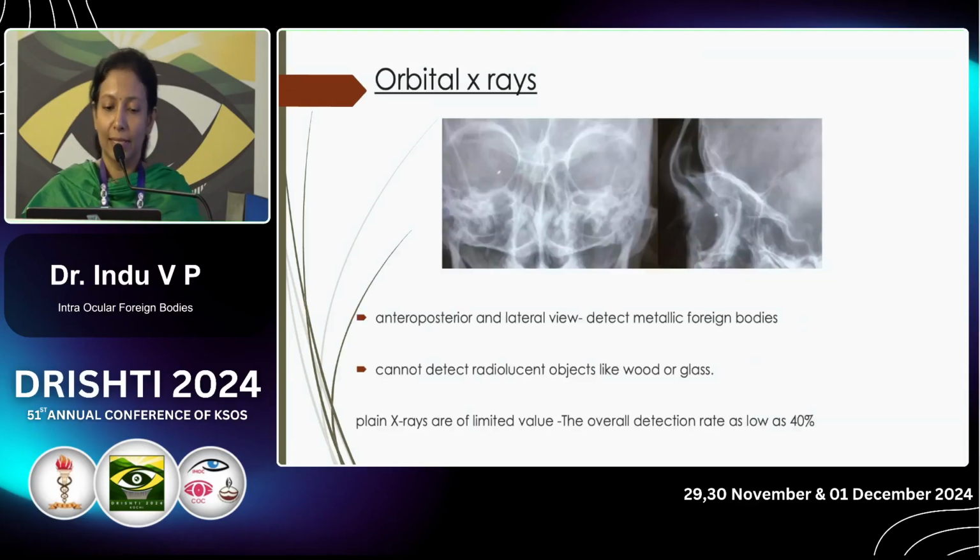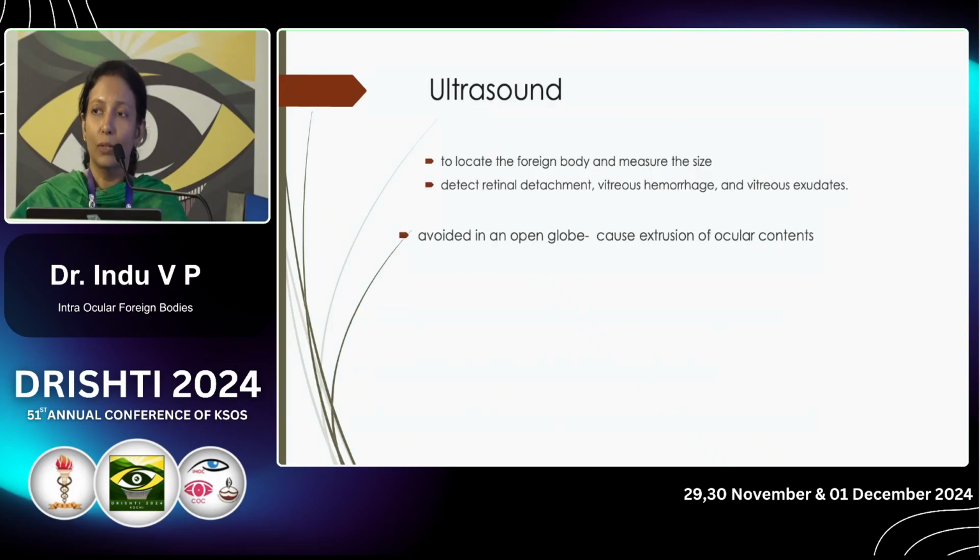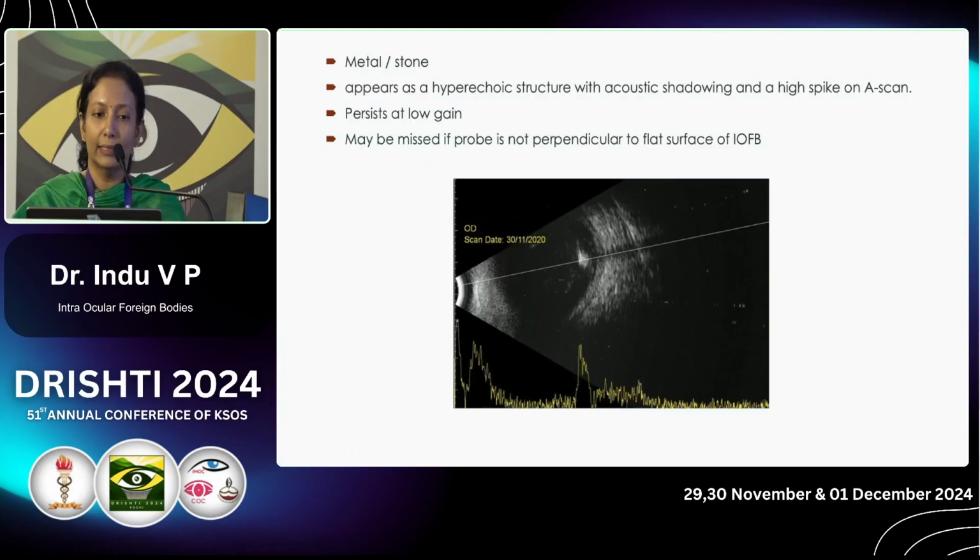Now coming to investigations, orbital x-rays are becoming obsolete now because the overall detection rate is less than 40%. They can detect only metallic foreign bodies, and radiolucent objects like glass or wood can be missed on an x-ray. Ultrasound can locate foreign bodies, and the advantage is that it can also help in assessing retinal detachment, vitreous hemorrhage, and endophthalmitis, but has to be avoided in open globe because it causes extrusion of ocular contents.